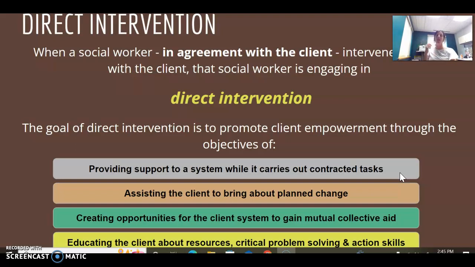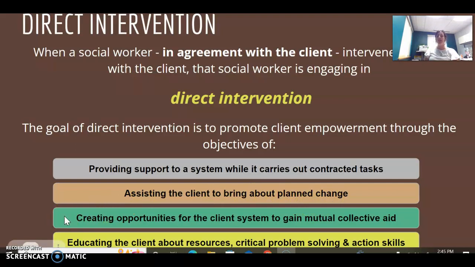So if they set a goal or an objective to get a job and they need to contact 3 different possible jobs, you might help support them in finding those jobs, giving them job leads, helping them navigate LinkedIn or different job search sites. So you're providing the support to help them reach their goal, assisting the client to bring about the planned change. So again, you're not doing it for them, you're partnering and coming alongside and assisting them in however they've identified to get to their planned change.